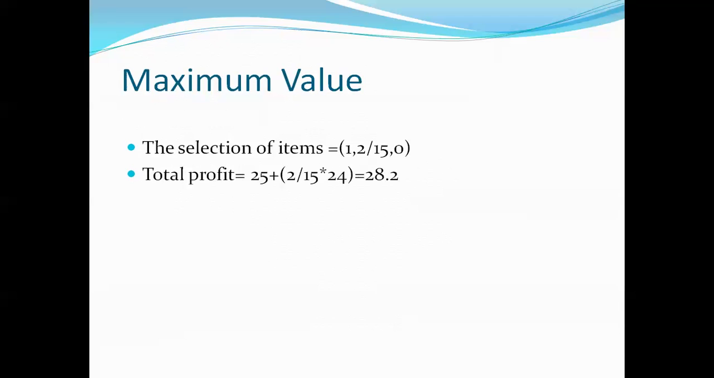Let us apply these approaches on the problem we have seen earlier. By the maximum value approach, the item selected into the bag is the first item, because it yields 25 rupees of profit. Item 1 weighs 18 kgs, so the remaining capacity of the bag is 2 kgs. Those 2 kgs are selected from item 2, because it has the next highest profit. Hence 2/15 of the second item is selected, and profit 24 is multiplied, and we collectively get 28.2 rupees of profit by the maximum value approach.